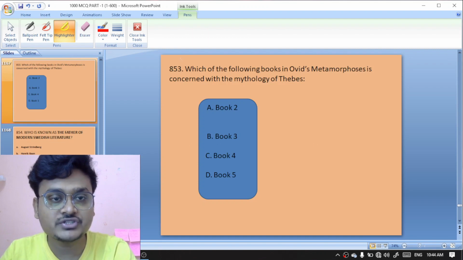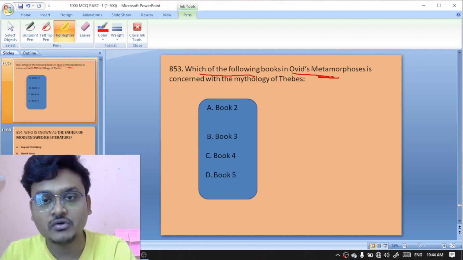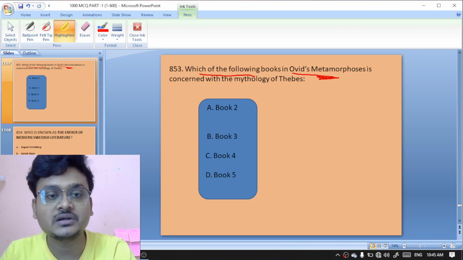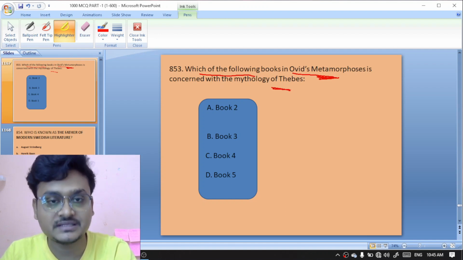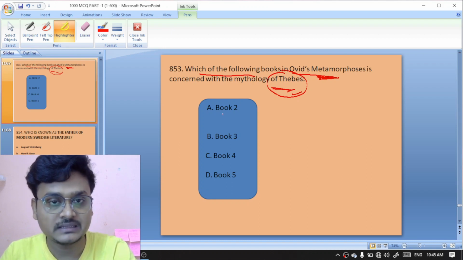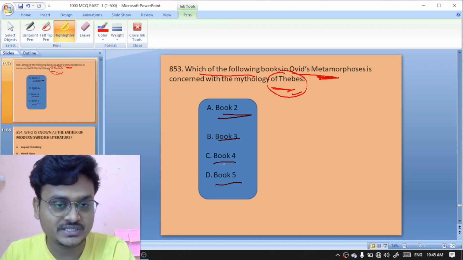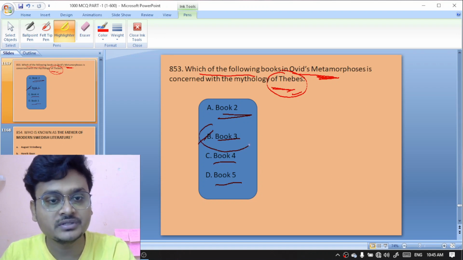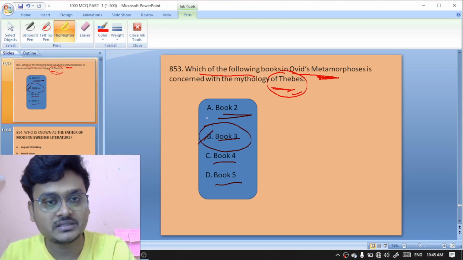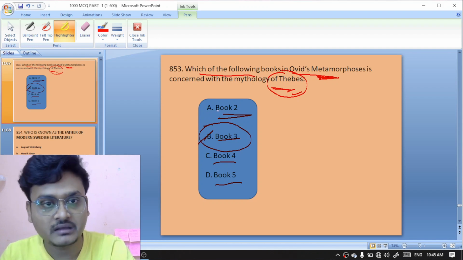Next question. Which of the following books in Ovid's Metamorphoses is concerned with the mythology of thieves? Book 2, book 3, book 4, book 5. It is in book 3 actually. In book 3 we find the mythology of thieves in Ovid's Metamorphoses. So here B is the right option.